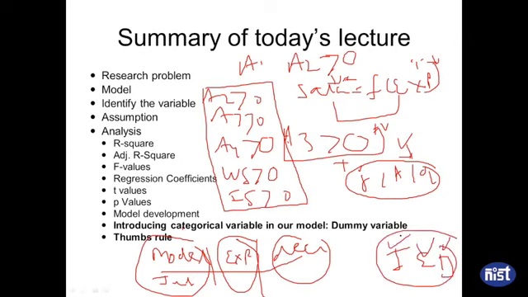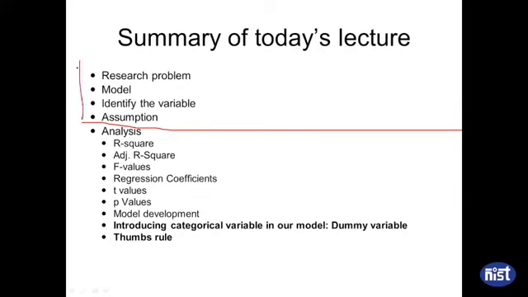So till now, what is our objective? A research problem: I want to determine the salary. Salary depends upon 5 factors. I develop a model. I assume all should be positive. यहाँ पर हमारा first step होता है.